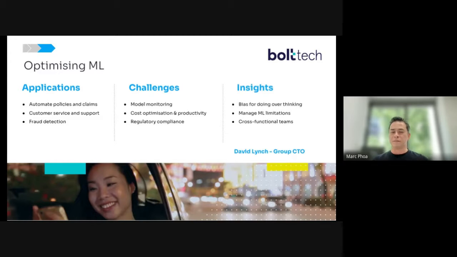So Dave Lynch, Melbourne-based group CTO, always advises his peers and people in this space to stay ahead by having a bias for doing rather than overthinking. While they've established quite a successful product, they continue to always use machine learning across their business and experiment with new techniques and models to make their products as accurate and as user-friendly as possible.